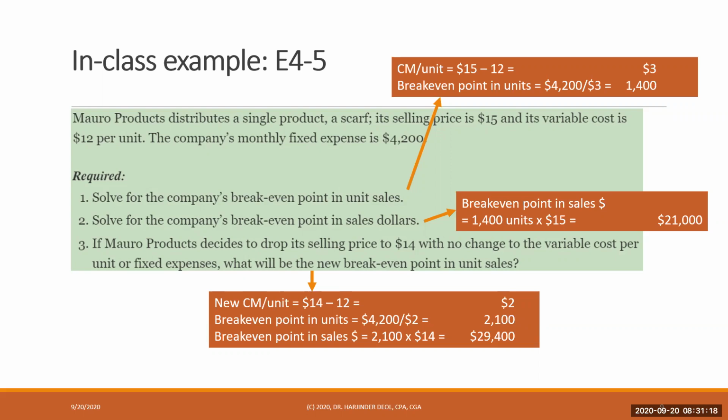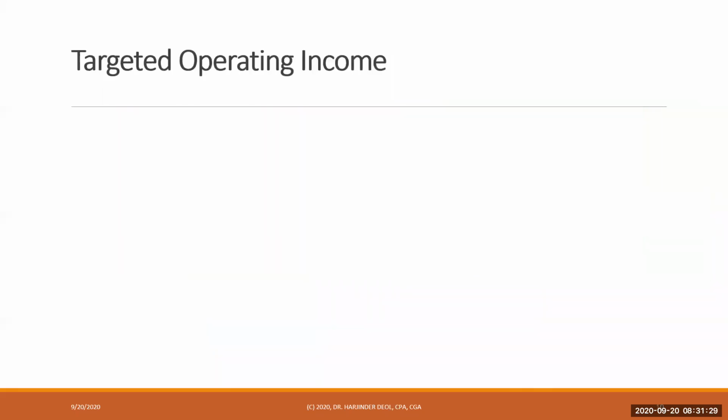The company will have to work harder, sell more units in order to break even. Okay, next up, we'll take a look at targeted operating income.